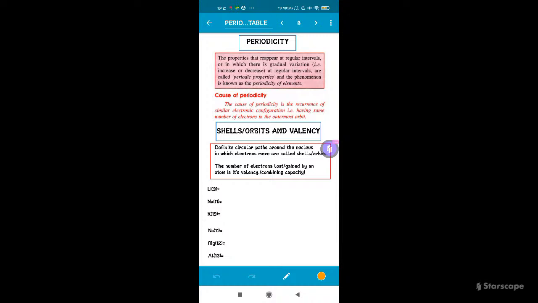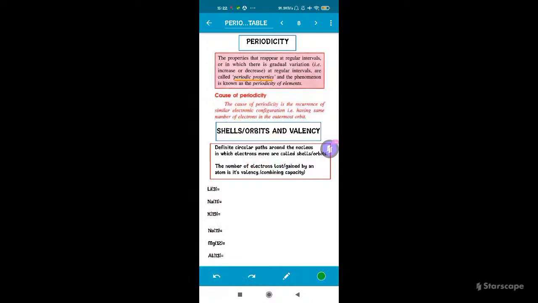Very, very important. This is what we are going to learn from the periodic table. This is the major significance of the periodic table. So periodic properties are the properties which are repeated regularly, and this phenomenon of repetition of periodic properties is known as periodicity of elements. So what is the reason for periodicity?